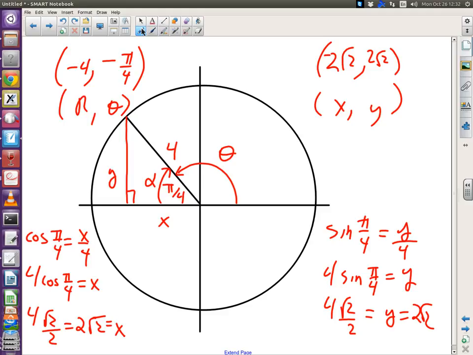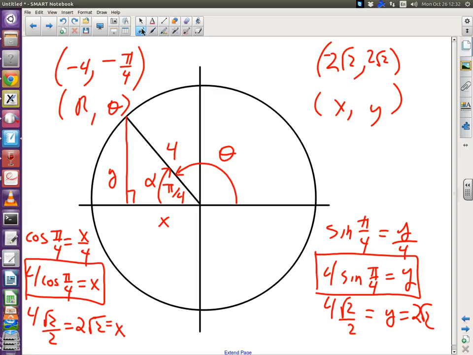So again, here's your conversion formula. If you're given r and theta, r cosine theta is x. If you're given r and theta, r sine theta is y. And theta and alpha are the same in the first quadrant. Theta and alpha are not the same in the other quadrants. We'll talk a little bit more about that.